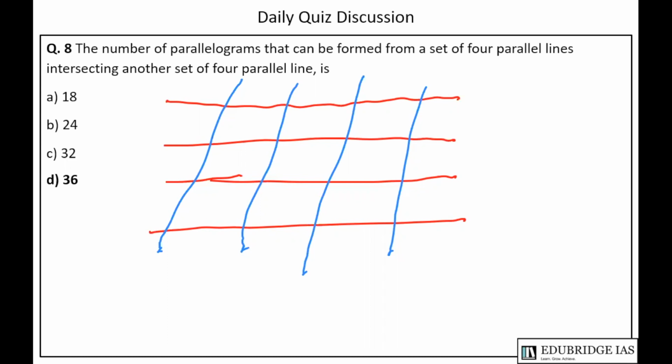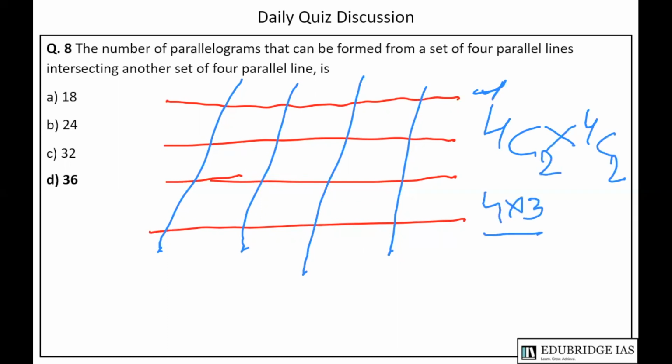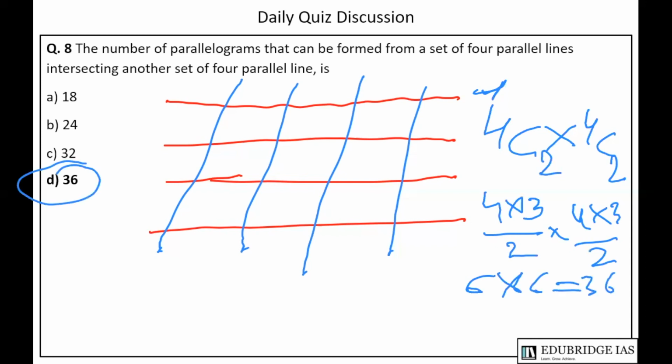Out of the 4 horizontal lines, we have to select two lines, 4C2. Similarly, we have to select two lines from the vertical lines, 4C2. If we solve this, 4 into 3 upon 2 into 4 into 3 upon 2, it will come out to be 6 into 6 equals 36. So D will be the answer.